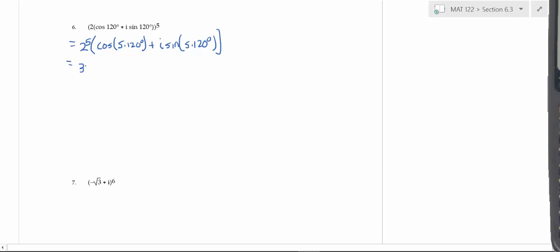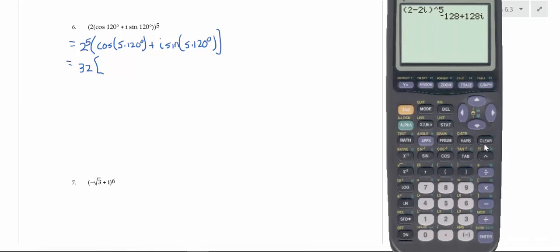Okay, 2 to the 5th is 32. 5 times 120, I'd be a little lazy here. 5 times 120 is going to give 600. That's what I thought. Okay, so cosine of 600 degrees. I should have. 5 times 12 is 60, Brad. Okay. You know, I try to set a good example for students too. Don't try to do stuff in your head. Sometimes I get lazy though too.